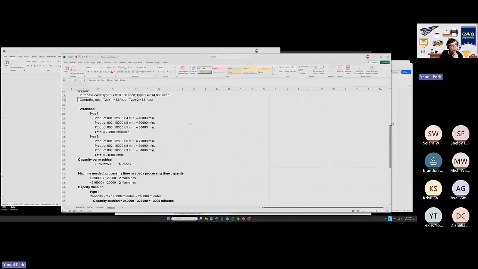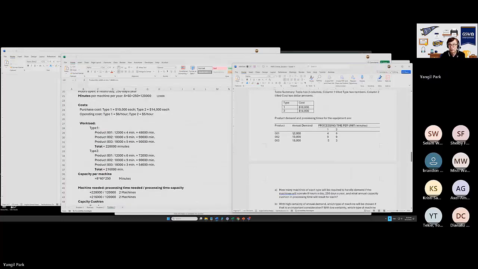So we're going to find the workload, how much we need to work for the entire year. Then we can find out how many machines we're going to need. Type 1 of workload, in case you're using type 1, then product 1, the other way around.